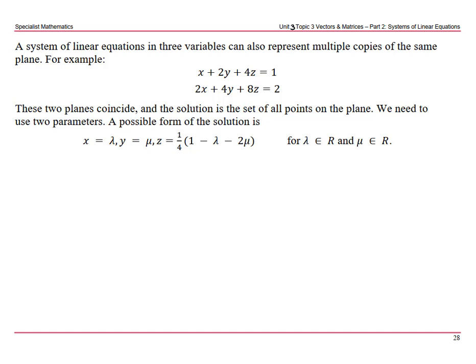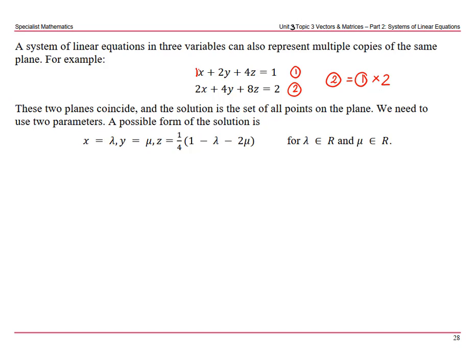Now, three planes with no common intersection can also be the same plane. So a system of linear equations in three variables can represent multiple copies of the same plane. If we look at these two equations here, you can see if I label this equation 1, equation 2 is equation 1 times by 2.